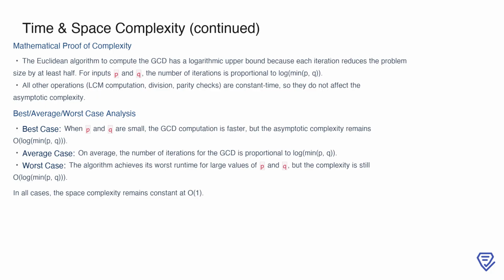The best case occurs when p and q are small, leading to fewer iterations in the GCD computation, while the worst case involves larger values of p and q. However, the logarithmic nature of the algorithm ensures efficiency even in the worst case. Throughout all cases, the space complexity stays constant at O(1), reaffirming the efficiency of this approach.